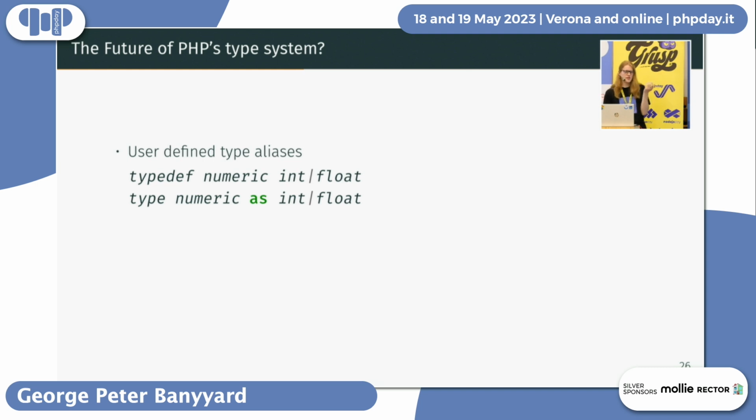Something else would be user-defined type aliases, which would be somewhat useful for DNF types, or the typical example would be numeric if I want to accept something which is either an integer or a float. These are just 2 syntaxes I came up with on the spot about 6 months ago.